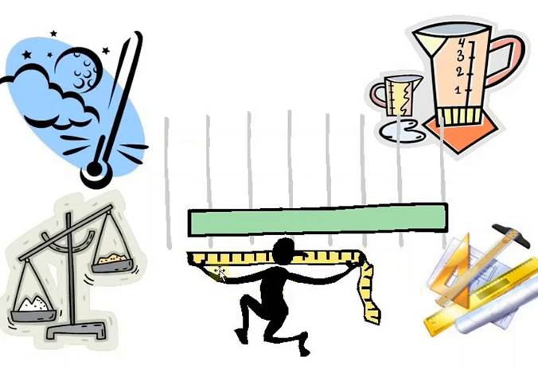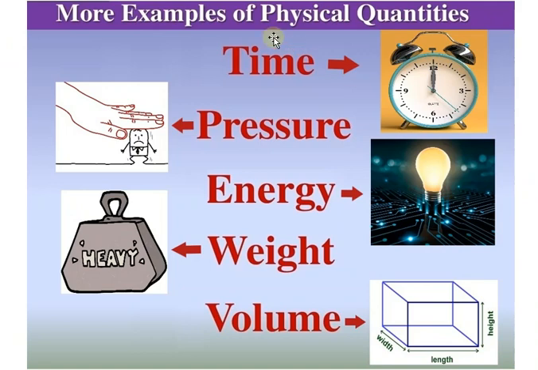And how can we measure these physical quantities? For example, temperature is measured by a thermometer, mass is measured by a beam balance, volume is measured by a measuring jug or measuring cylinder, length is measured by an inch tape, by a meter rule or half meter rule. Similarly, more examples are time, pressure, energy, weight and volume. There are so many more examples of physical quantities.